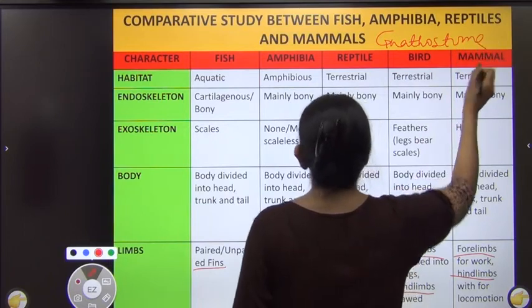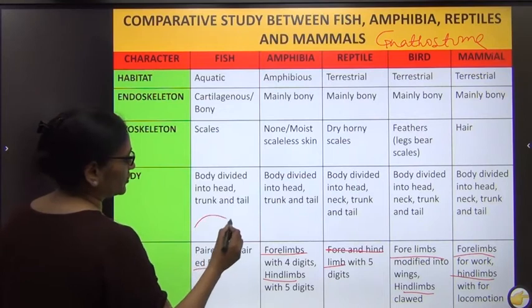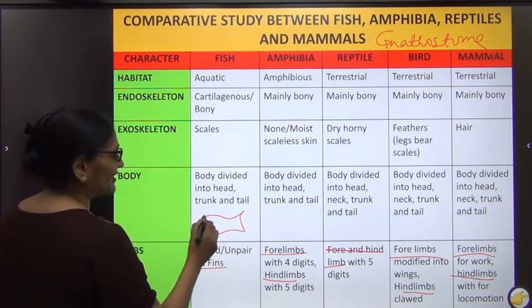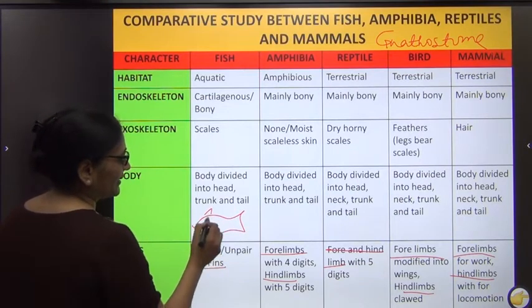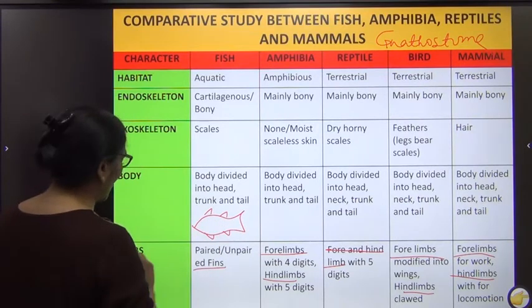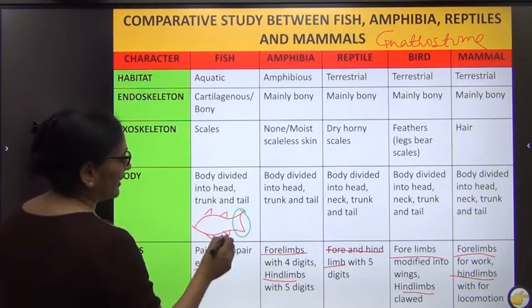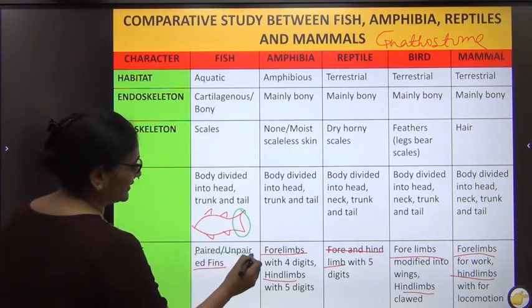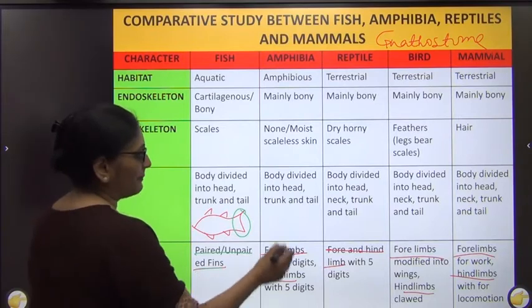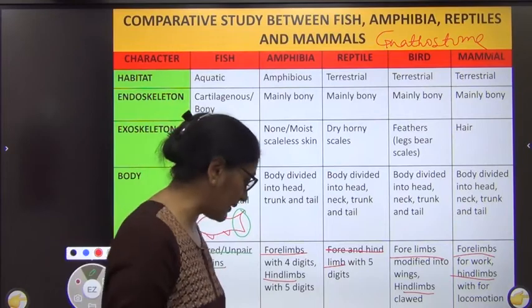In all gnathostomes, I told you the appendages are paired. In case of fish, if you look carefully, yes, the fish has paired fins. See the pelvic fin, this is the pectoral fin, they are paired. But fish also have some unpaired fins, like the caudal fin, the tail fin, which is unpaired. So here it is written that the fins may be paired or unpaired. In all the rest, the limbs have digits. Let me tell you about that.